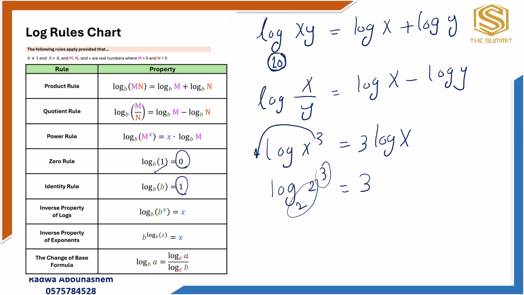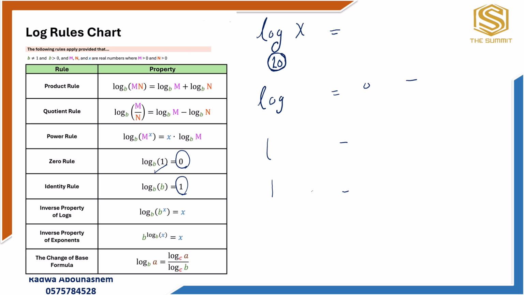Also, I could separate the log. For example, I have here log base 2 of 8. So I could separate it to log 8 over log 2. This is called the change of base formula. These are the basic rules for the logs. Now, while you're solving any logarithmic equation, you have to make sure that the bases are equal. Also, the same for the inequalities.